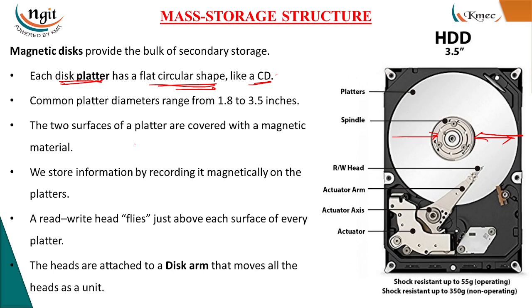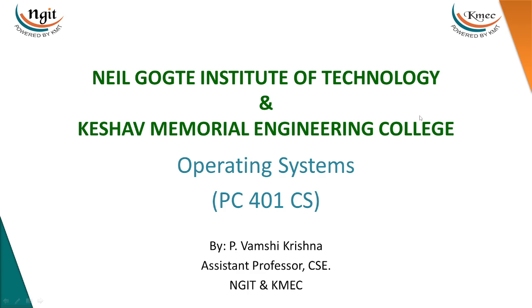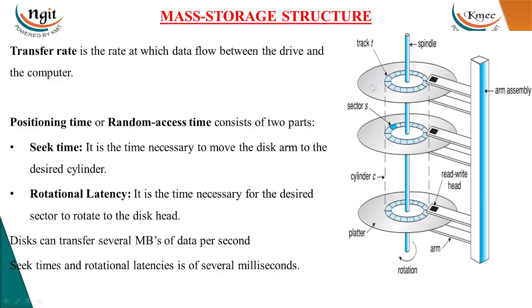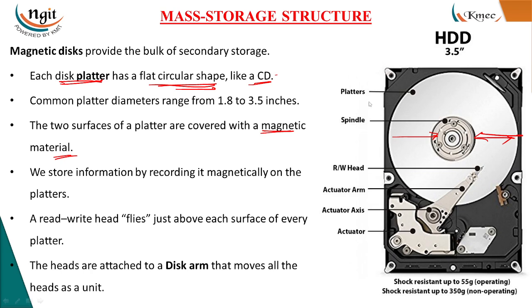The two surfaces of the platter are covered with magnetic material. So both sides, this side and this side, up and bottom, are both made of magnetic material. We store the information by recording it magnetically on the platters.